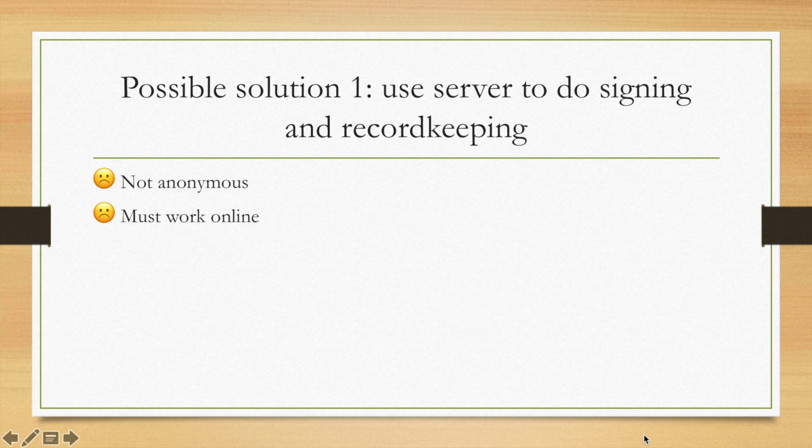Maybe one solution is that we can use a server to do scanning and record keeping. In this way, we can see whether such a currency has already been spent, and then it should not be spent again. But using a server violates cash's benefits. It's not anonymous anymore, and banks or other authorities can track how a customer uses the money. The other side effect is that it must work online because it needs a connected server.